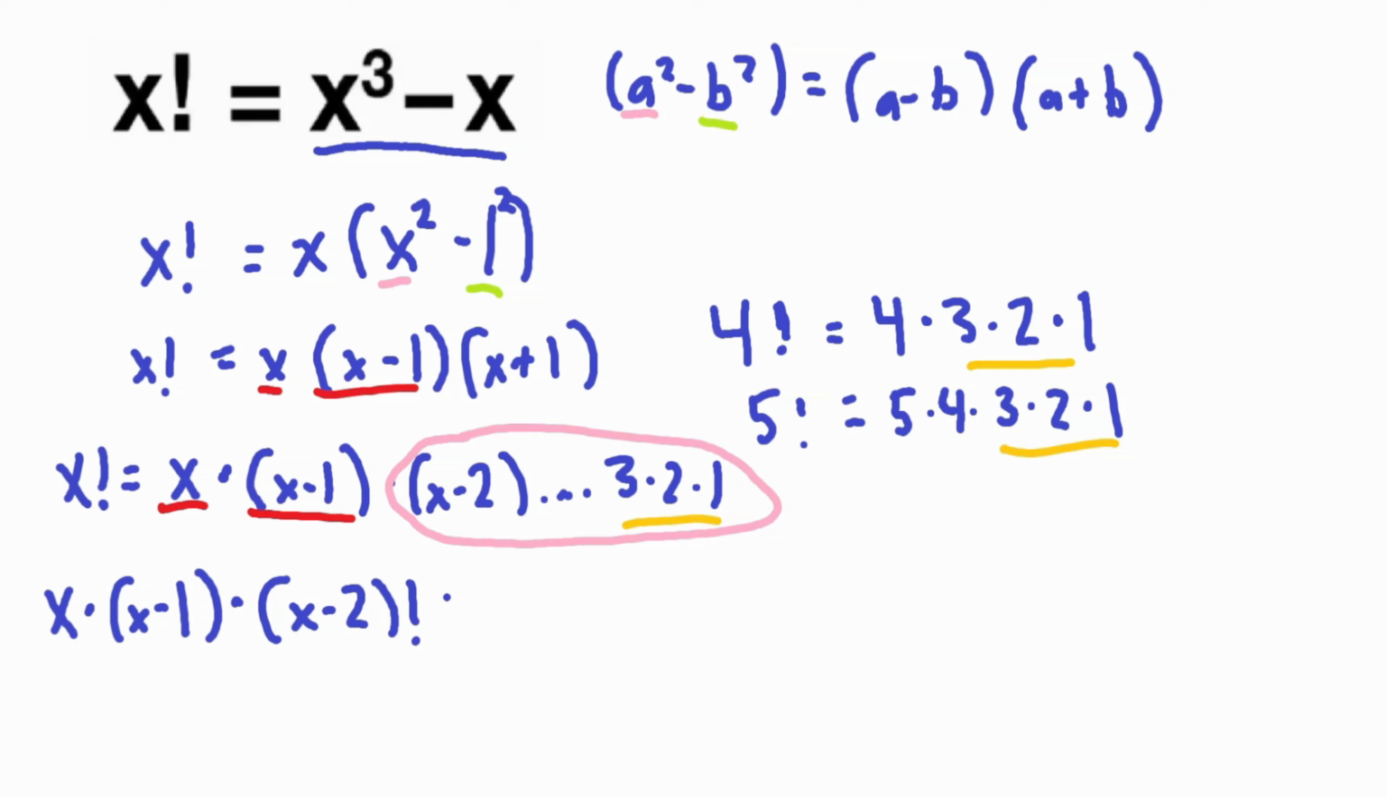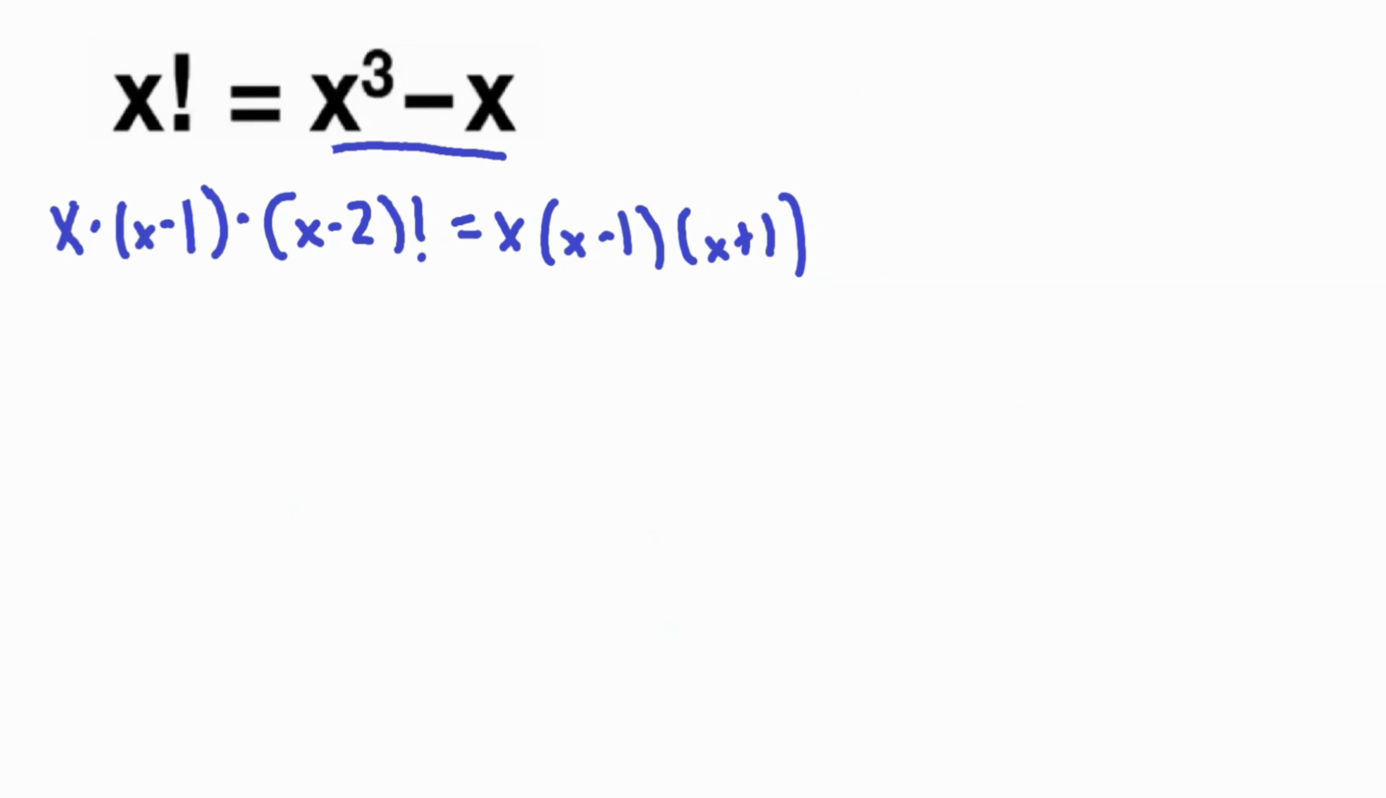And now let's add what we have on the right side. How we factor this part is x times x minus 1 times x plus 1. Okay, so now we have rewritten our original equation to look like this, with our x factorial on the left side looking like this, and our x cubed minus x on the right side looking like this. And now we already noticed that we have an x on both sides, so that means we can divide by x on both sides, which just cancels these two out, right?